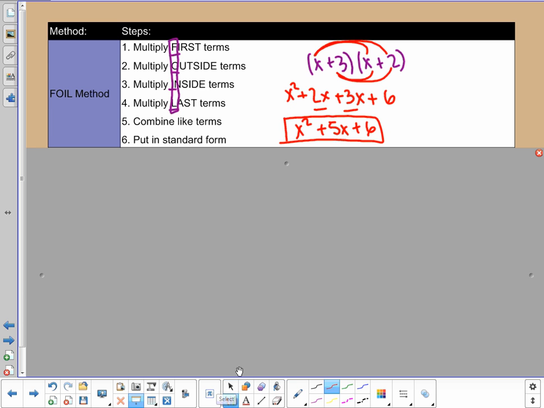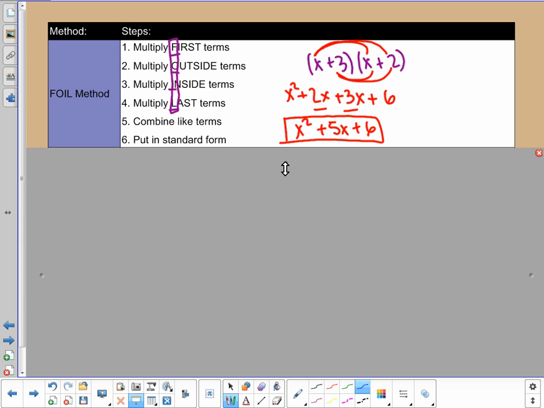So I just want to recap that. That's two sets of distribution that we're doing here. The first term needs to be distributed to both parts behind, and the second term, the 3, needs to be distributed to both parts behind. And that acronym FOIL, first, outside, inside, last, just helps remind you that you need to have all 4 of those before you start to combine your like terms.